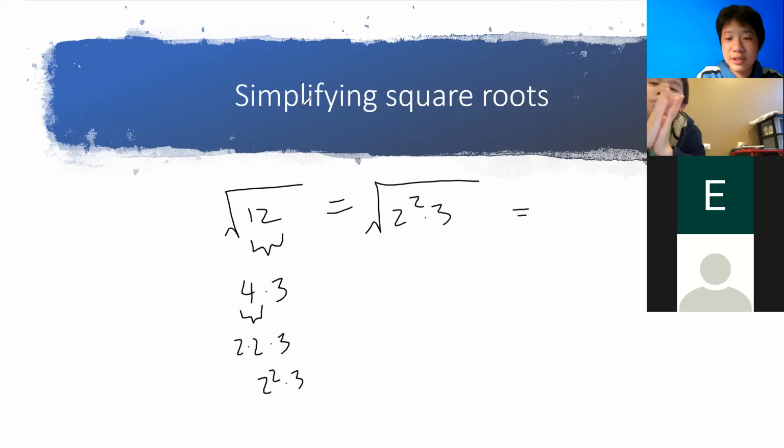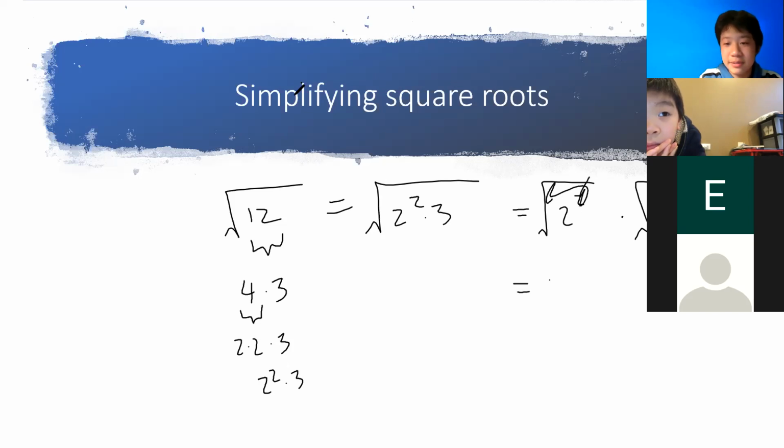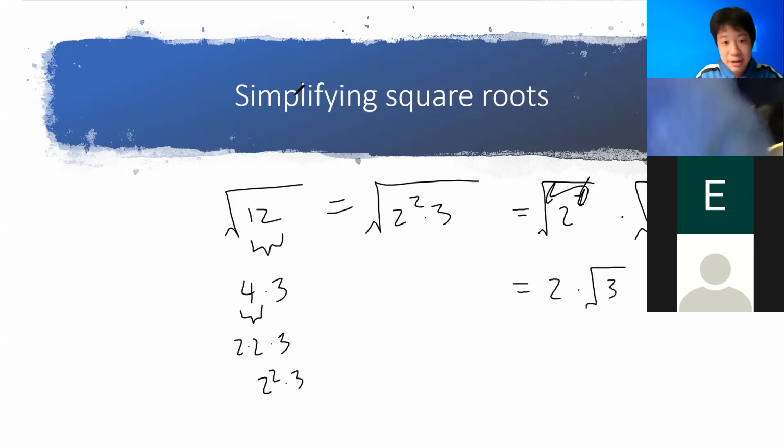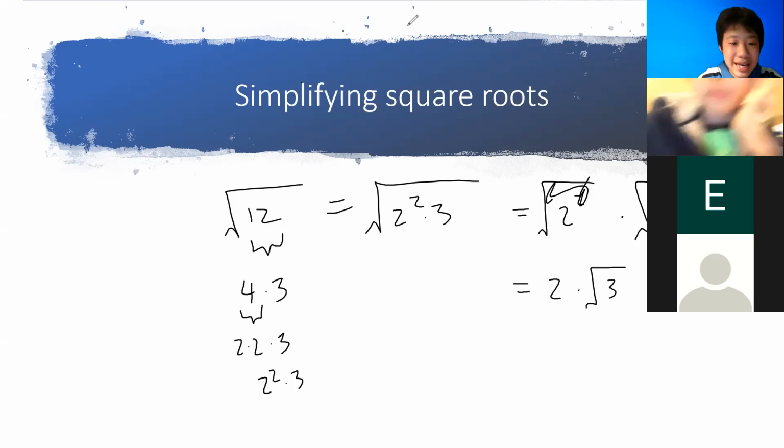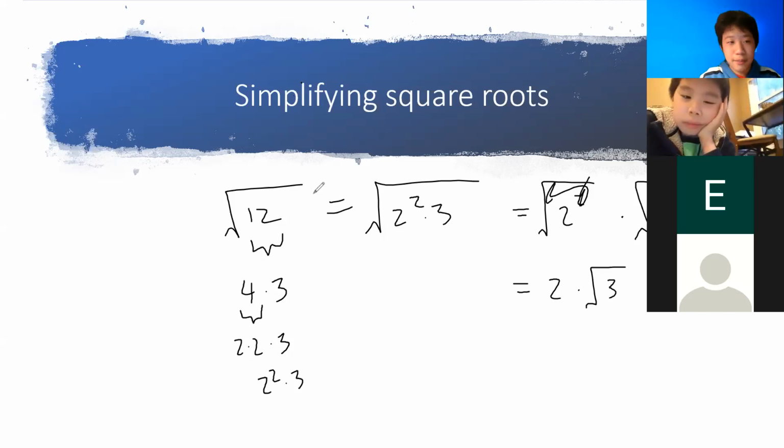So what we can also do is we can divide this into the square root of 2 squared times the square root of 3. Okay? So now I have a perfect square here. These all cancel, so I'm just going to have a bare 2. That's being multiplied by the square root of 3, and that's how I would simplify the square root of 12. Okay, so basically you take as many perfect squares out of this thing as you can, and they would just be like that.